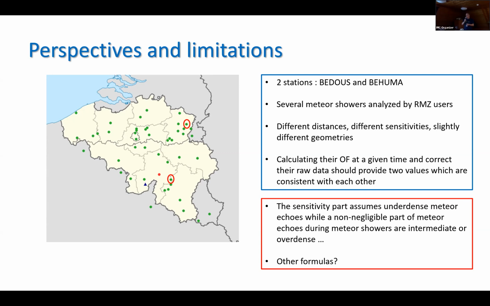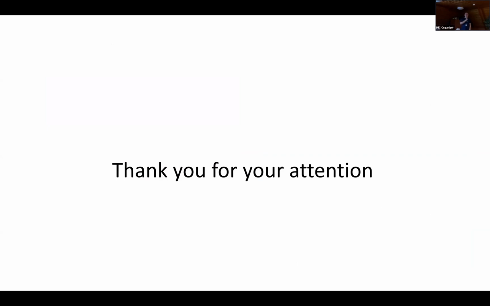One last limitation that I see here, of course, is that the sensitivity in this equation assumes underdense meteor echoes, while we know that during meteor showers there is a non-negligible part of the echoes that are not underdense. So maybe we could use other formulas. And I stop here. Thank you.